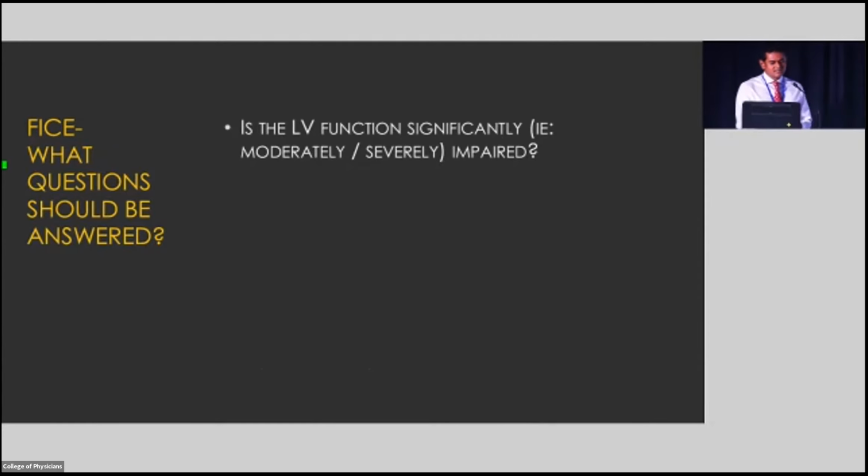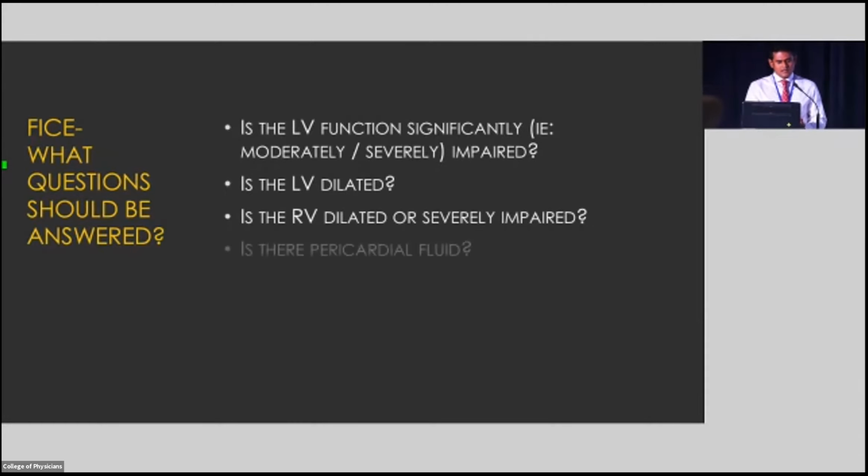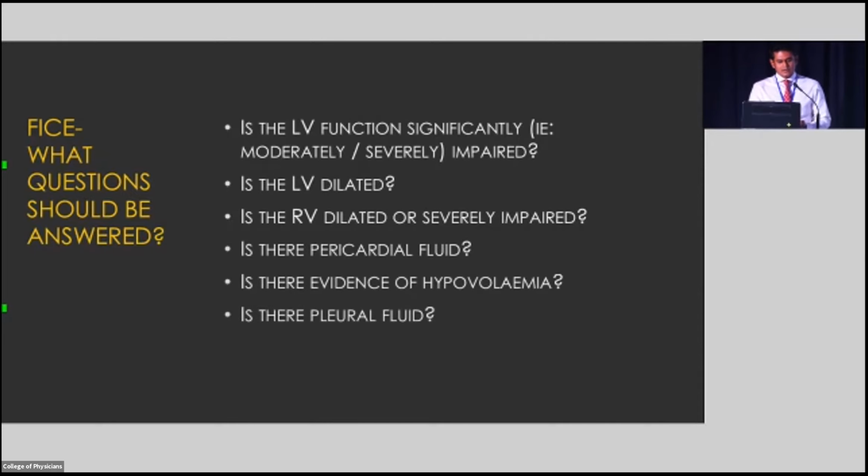Is the LV function significantly impaired, yes or no? Is the LV dilated, yes or no? Is the RV dilated or severely impaired? Is there pericardial fluid? Is there evidence of hypovolemia, or is there pleural fluid? After echocardiography, which includes the lung bases, we should be able to answer all these questions. Other comments can be made, and the conclusion of the study should relate to the clinical significance of the findings. I will explain with certain clinical scenarios.